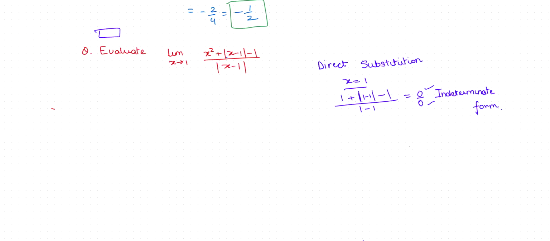Now let's try the limit of a function with absolute values, and learn how to find it. This is the question given to us, and first let's try direct substitution. If we directly substitute x equal to 1, we get 0 in the numerator and 0 in the denominator, so we are getting an indeterminate form.